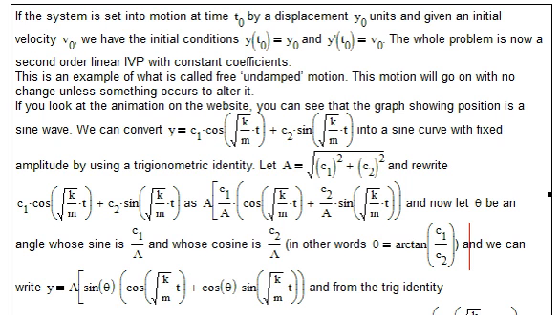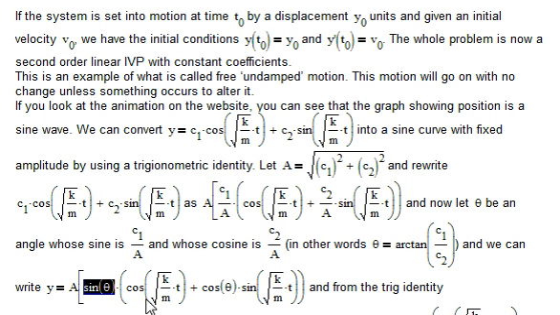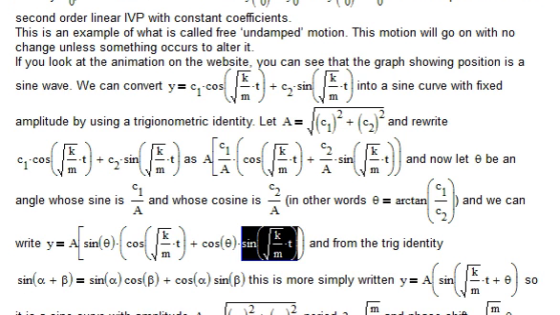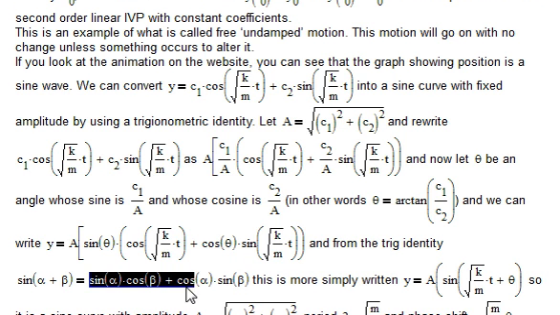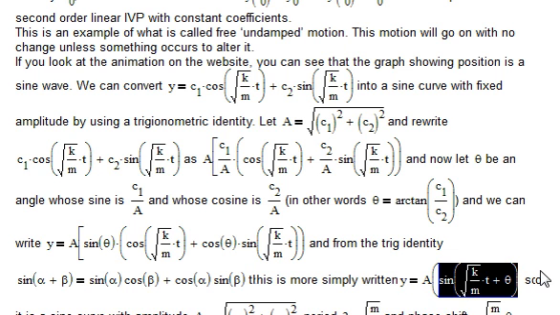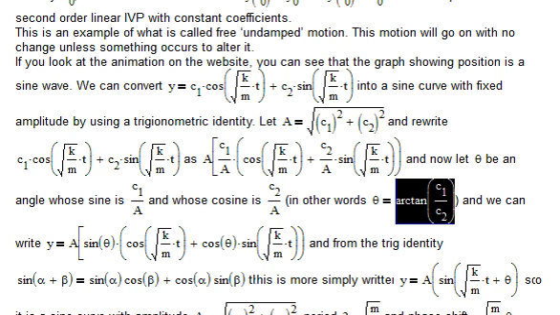And then we can write y equals A times sine of theta cosine of square root of k over m t plus cosine of theta times sine of square root of k over m t, and from the trig identity sine of alpha plus beta equals sine alpha cosine beta plus cosine alpha sine beta, this is more simply written y equals A times the sine of square root of k over m t plus theta, where our theta again is an angle whose tangent is c1 over c2.